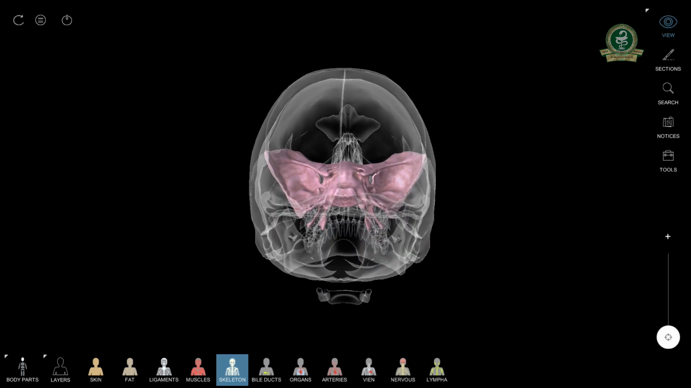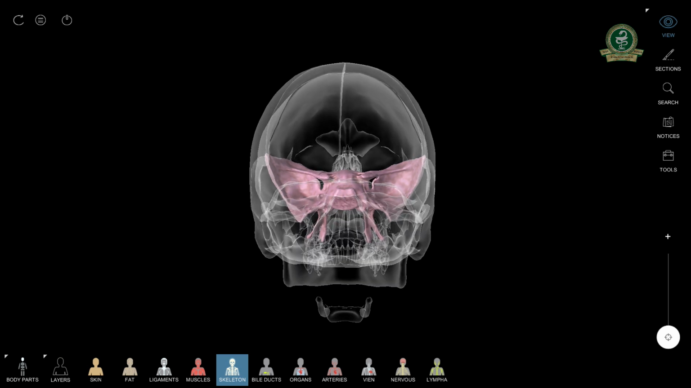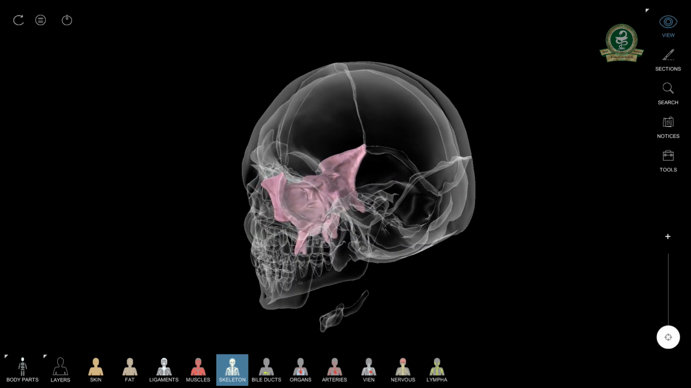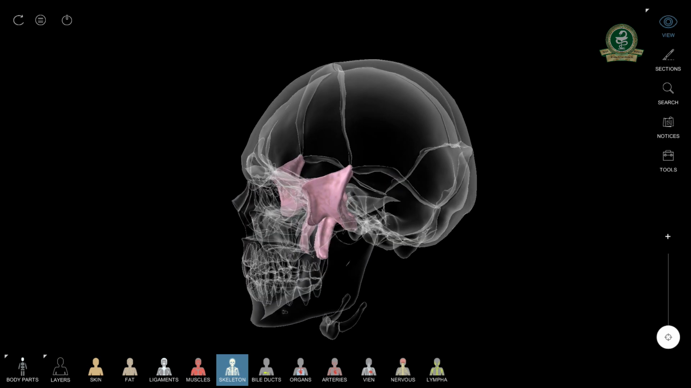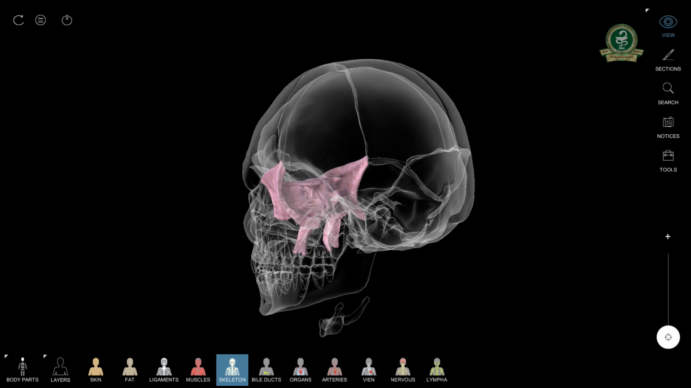And we came to the body of the sphenoid bone, and we are talking about wings. We said it's the shape of a bat, and it has greater wings and lesser wings. And it contains the sphenoidal sinus in the body of the sphenoid bone, which opens and drains into the nasal cavity, because it forms the posterior superior part of the nasal cavity.